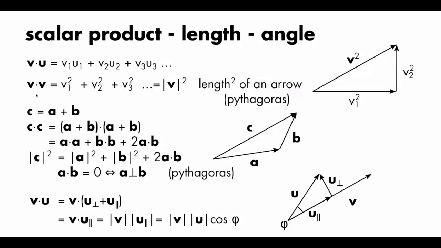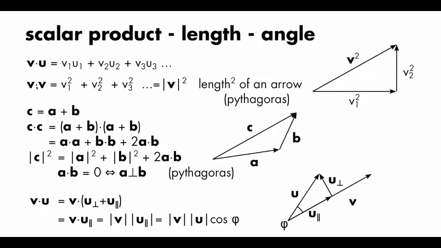The first thing that we check is what happens if we multiply a vector with itself. So we get v1 squared plus v2 squared plus v3 squared and so on. And it turns out that this is just the length of the vector squared, by applying Pythagoras' theorem. So it actually works in any dimension. This is just the 2-dimensional case. v1 squared plus v2 squared is the length of v squared. I'm missing the length here actually.